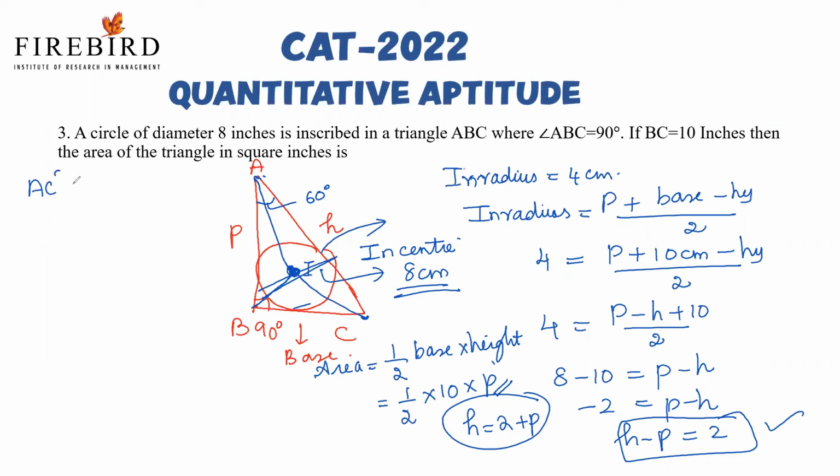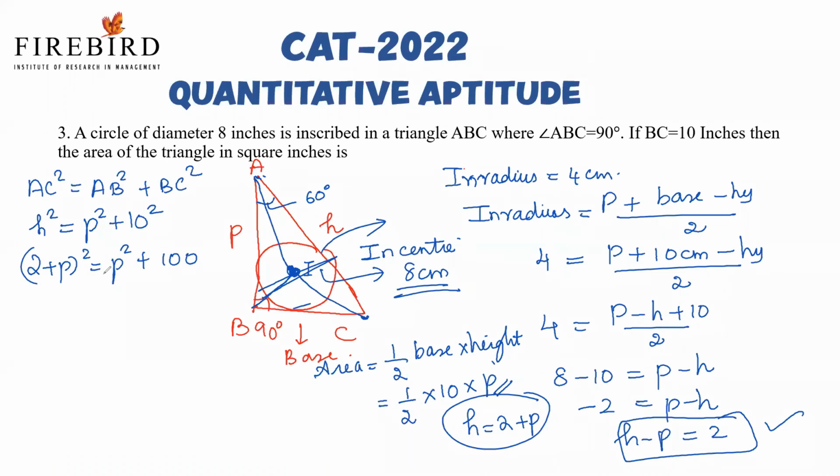If I apply Pythagoras theorem, AC square is equal to AB square plus BC square. Okay, what is AC square? H square is equal to AB square, P square, plus BC square is nothing but what? What is BC square? 10 square. Okay, so for H you can substitute 2 plus P the whole square is equal to P square plus 100.